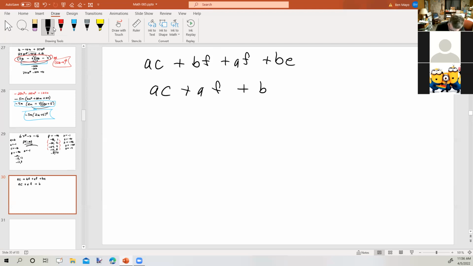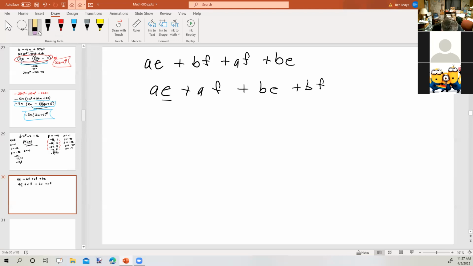Wait a minute. Did I copy something wrong? I think I did. Hang on, let me find this problem. Oh, here's what I copied wrong. My bad. This is supposed to be an E. Okay. It doesn't change things. We still couldn't have factored it the way it was. But I've got my E's here and my F's there, so I'm going to do this.